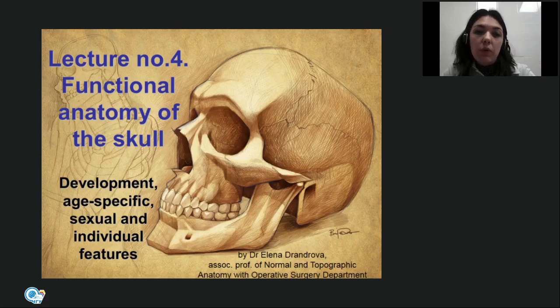So today is our fourth lecture, and we will talk about functional anatomy of the skull. The previous lecture was dedicated to osteology. So we will talk about development, age-specific, sexual, and individual features of the human skull.